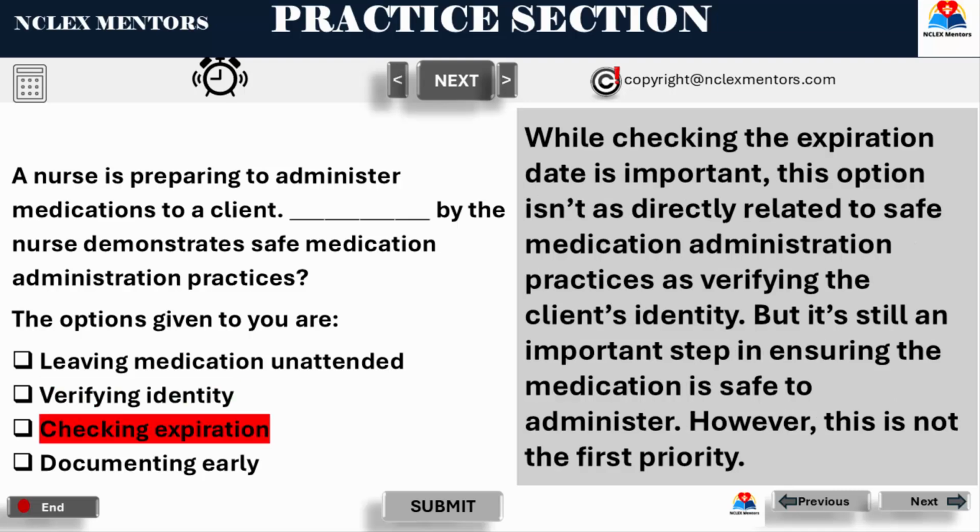Option C, checking expiration. While checking the expiration date of the medication is important, this option isn't as directly related to the immediate safe administration practices as verifying the client's identity. It's still crucial for ensuring the medication is safe to administer, but it doesn't come before verifying the patient's identity. So, we don't choose option C as the first priority here.